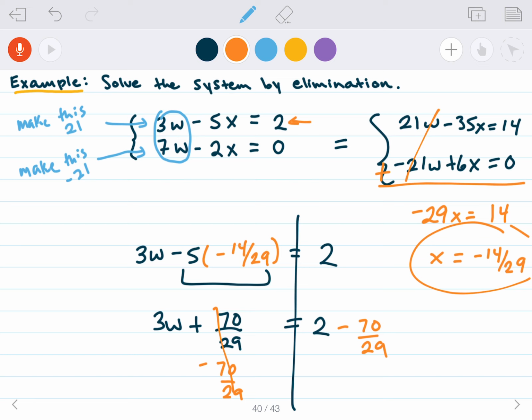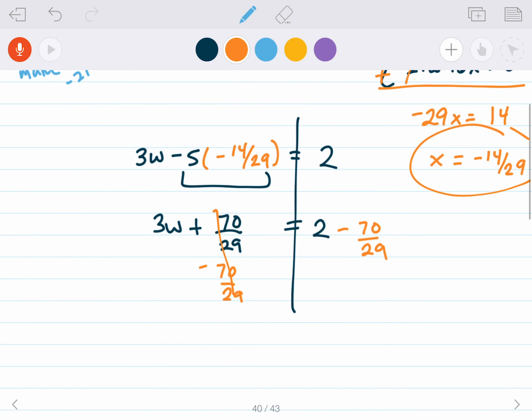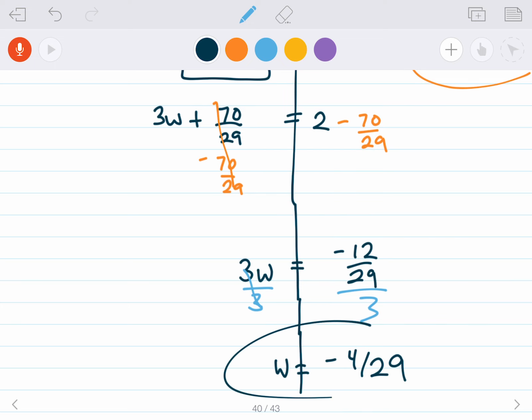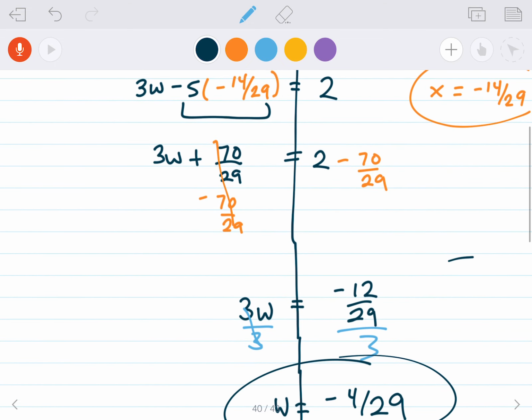So 2 minus 70 over 29. What I get on the left, I'm just left with 3w, and on the right, 2 minus 70 over 29 is negative 12 over 29. And my last step here is to divide both sides by 3 to get w alone. Again, I'm just using the calculator to do all of this. All right, so that's my w. I have x, so my answer is x equals negative 14 over 29, and w equals negative 4 over 29.